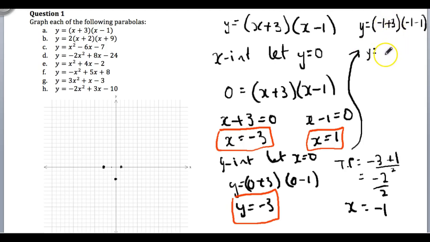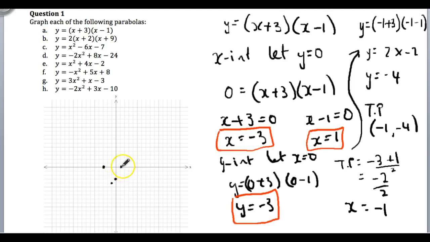So -1 plus 3 is 2. -1 minus 1 is -2. Y equals -4. Okay, so the turning point coordinates are -1, -4. And you can just check that out. So -1, -4 is here.